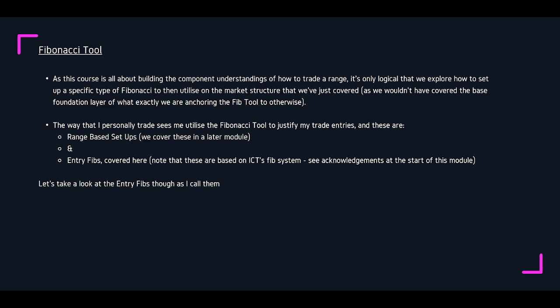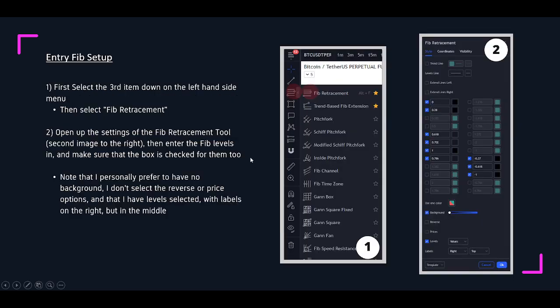So the way I personally trade sees me using two setups with the Fibonacci tool to justify my trade entries. And these are a range-based setup, which we cover in a later module, and the entry fibs, which are covered here. I would like to clarify that these are ICT's fib systems, ICT being a circle trader. Again, check the acknowledgements at the start of the module. I'm not one to try and claim credit where it's not due, and the man is an absolute mind-blowing trader. So if you like what I provide to you, then certainly go check him out.